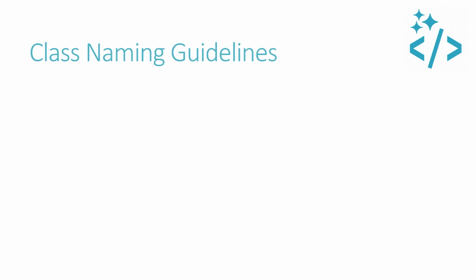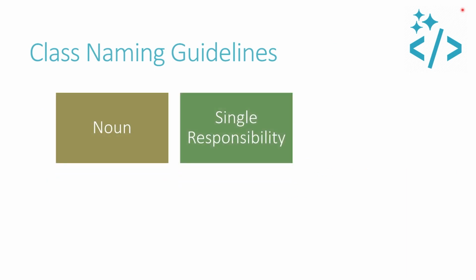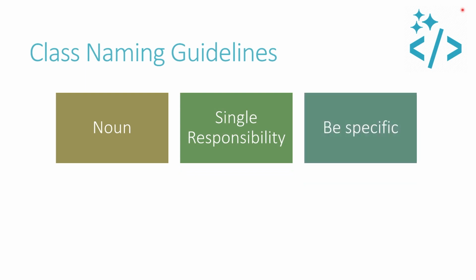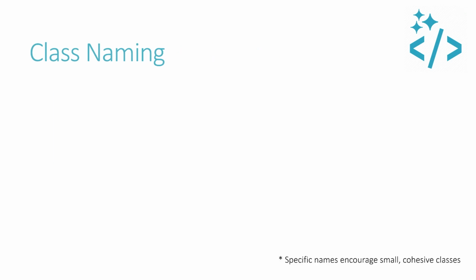Class naming guidelines. Of course, each class name should be a noun and have a single responsibility. So if it has multiple responsibilities and does more than one thing, then we should split this class into multiple classes. It should also be specific, with a specific functionality, and avoid generic suffixes. So how we define the class name is also very important.